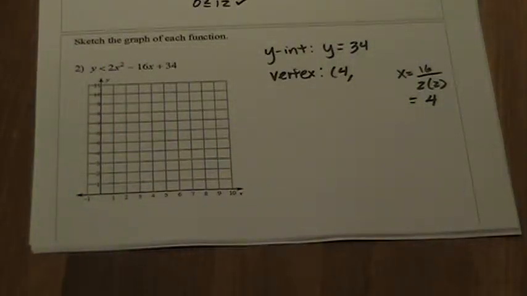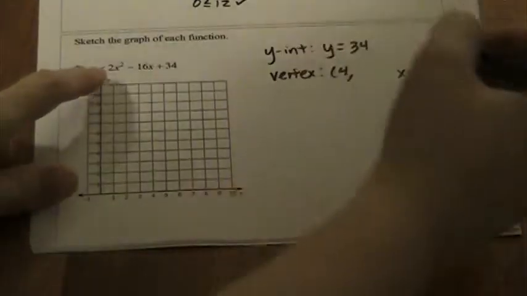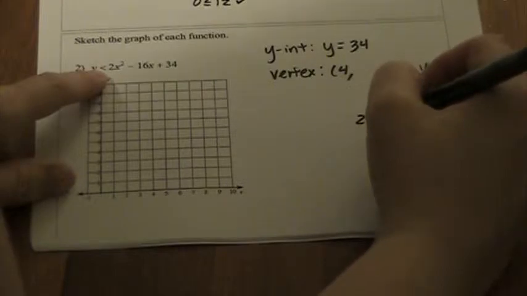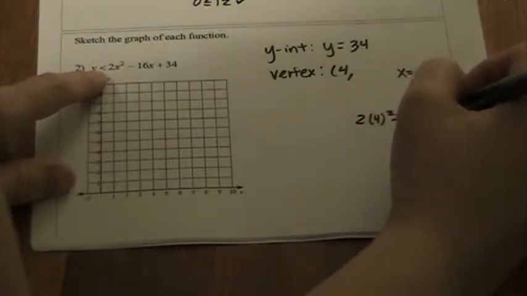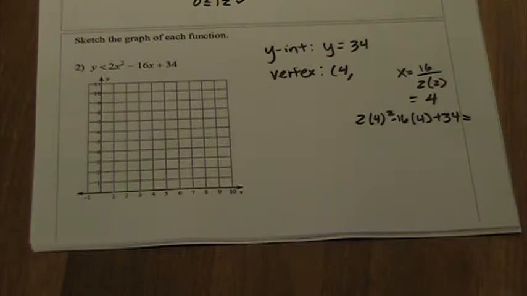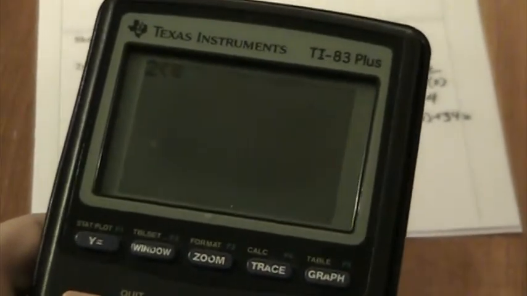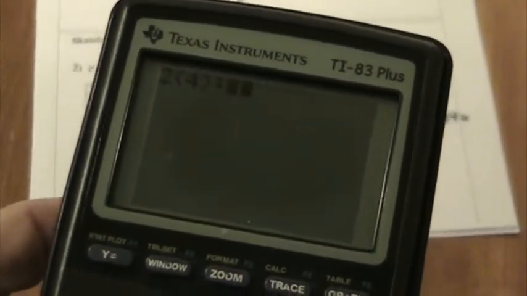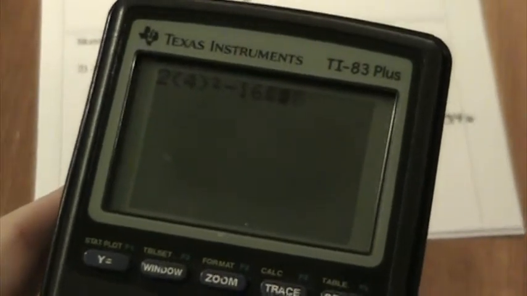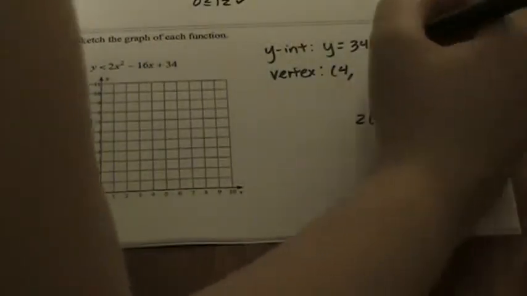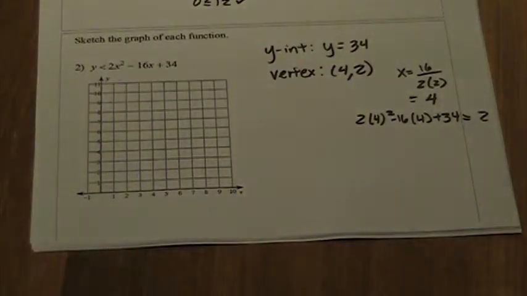To find the y value, I take the 4 and plug it into this quadratic expression. So I would have 2 times 4 squared minus 16 times 4 plus 34, and then I'm going to plug that in my calculator. And my result is 2. So that is the y value of my vertex.